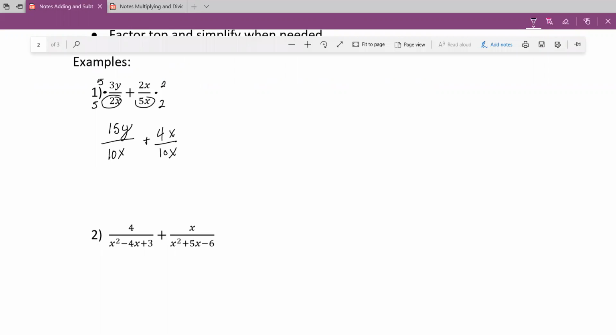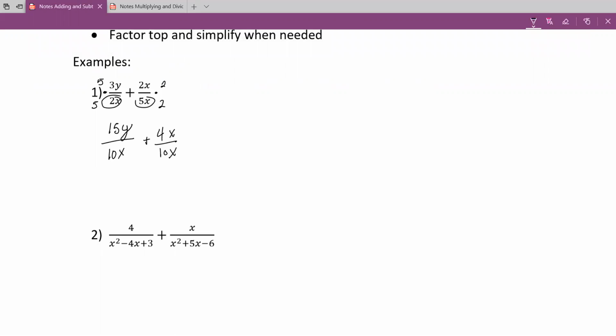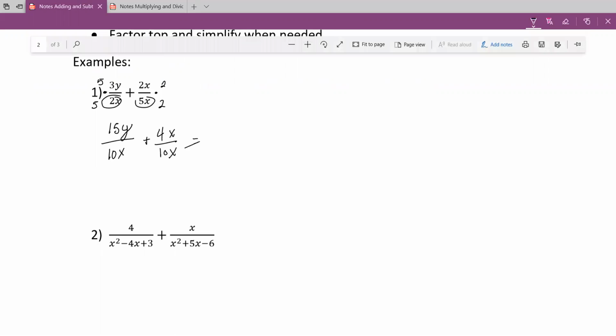So just like we normally would find a common denominator, we're going to do the same thing. Then add across the top and put it over one bottom: 15y plus 4x over 10x. I can't combine those two terms because they don't have the exact same variables. And I can't really factor it because there's nothing to pull out to cross out with the bottom. So that is my final answer.